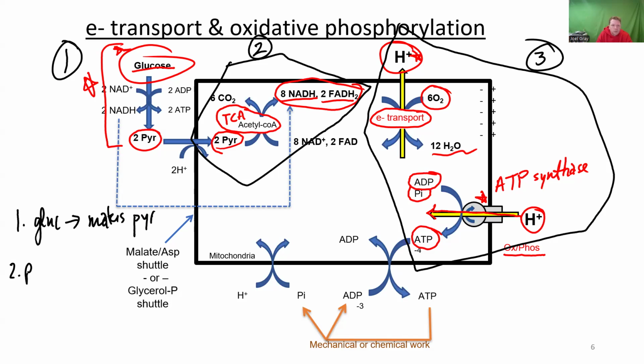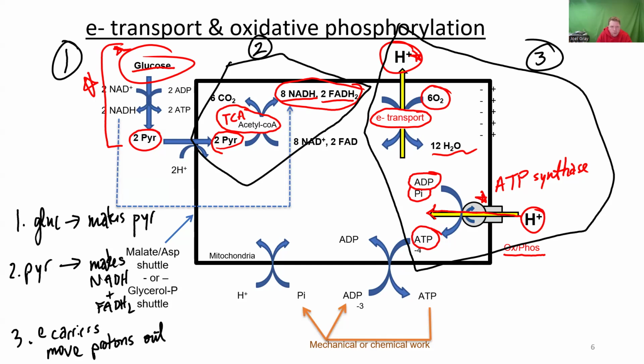2, pyruvate makes NADH plus FADH2. And 3, NADH and FADH2, or I'm going to rephrase that to E carriers, move protons out, ATP synthase moves protons in and makes ATP.